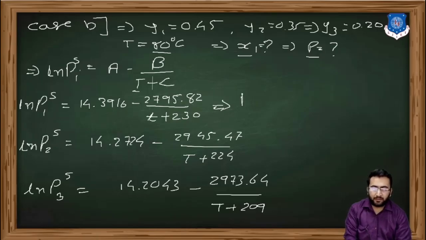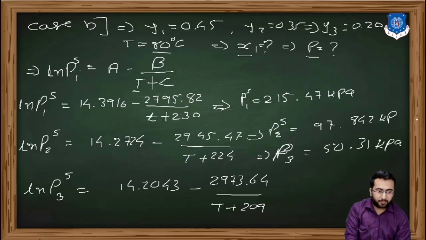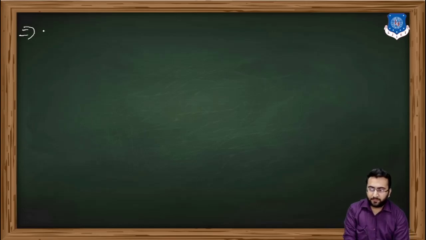We will get P1 equal to 215.47 kilopascal, P2 which becomes 97.842 kilopascal, and P3 which becomes 50.31 kilopascal. So this becomes our P1, P2 and P3. Now calculate the value of P.